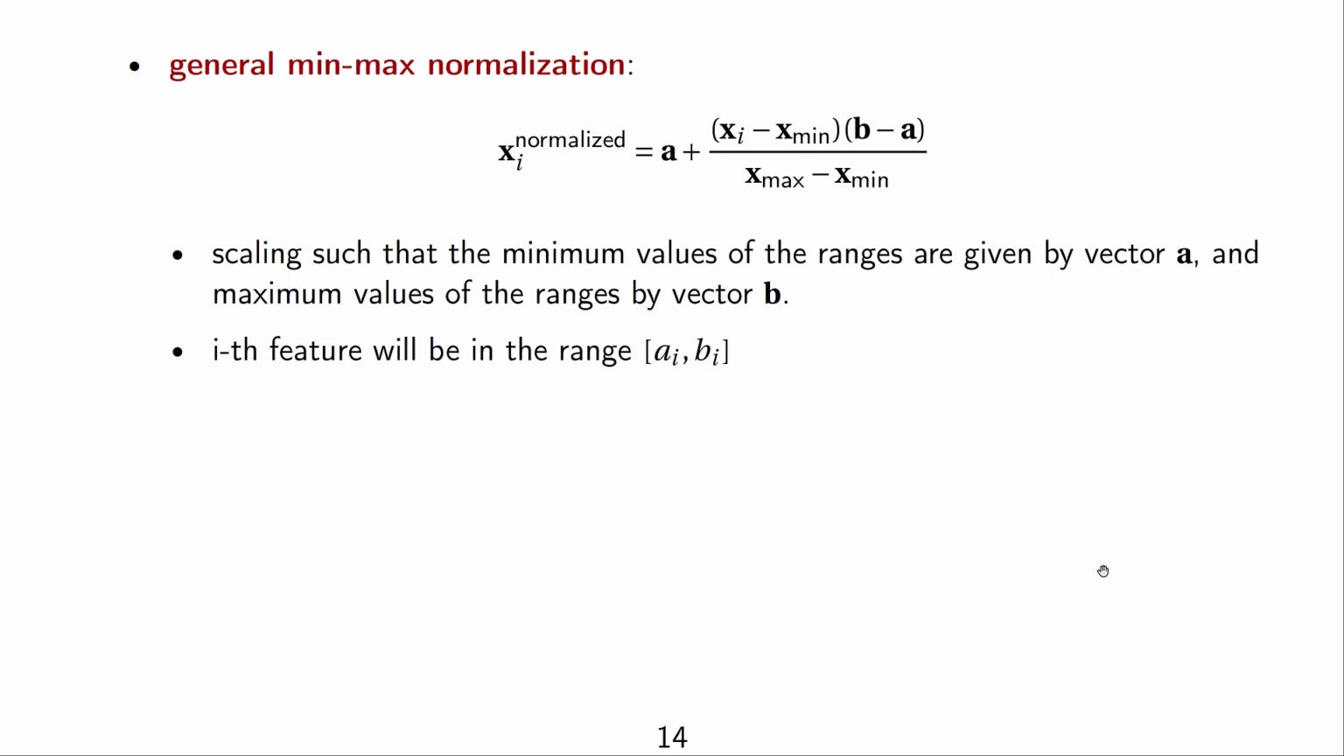A general version of min-max normalization does not only normalize everything between 0 and 1, but it will put it in a range between a_i and b_i, and this is the equation to do it.